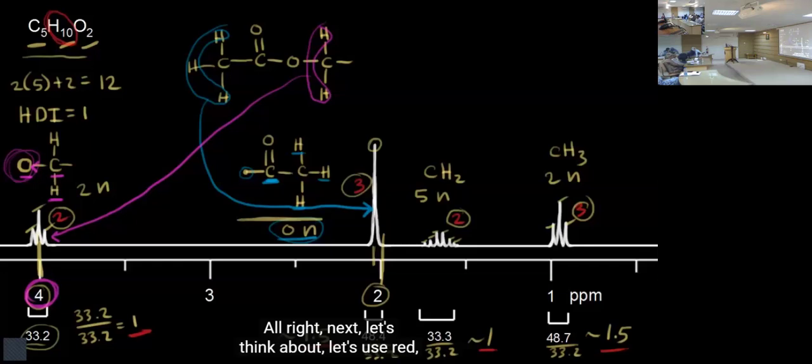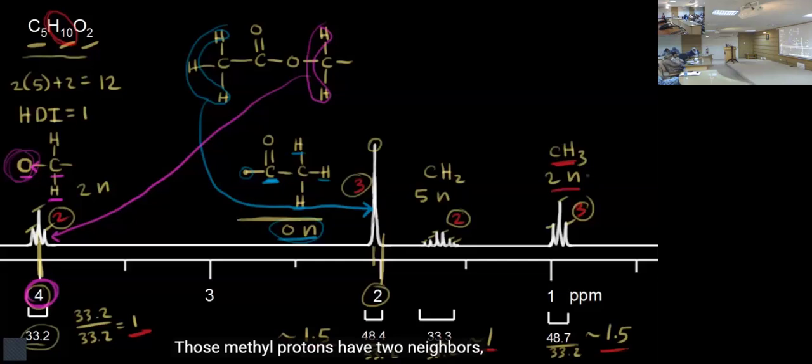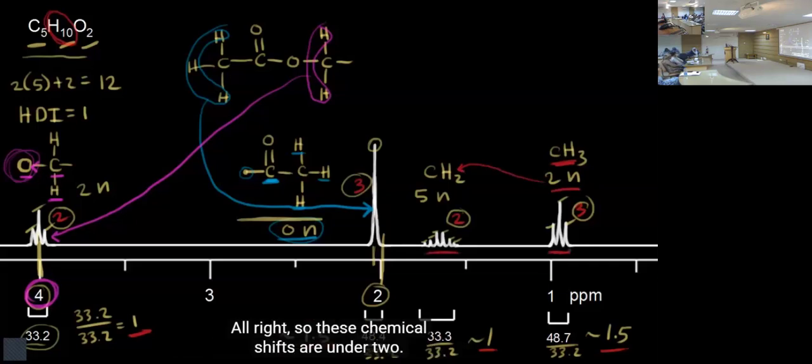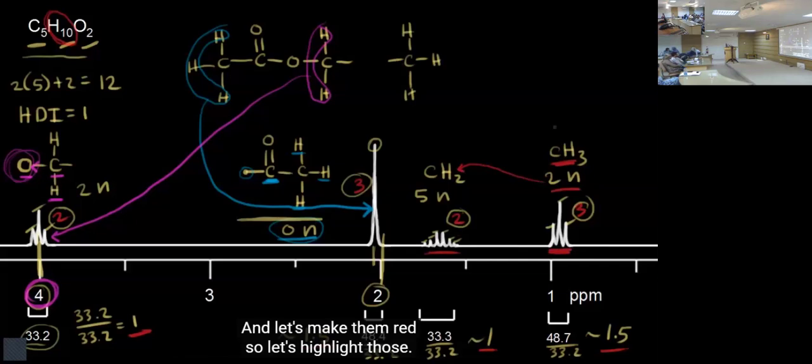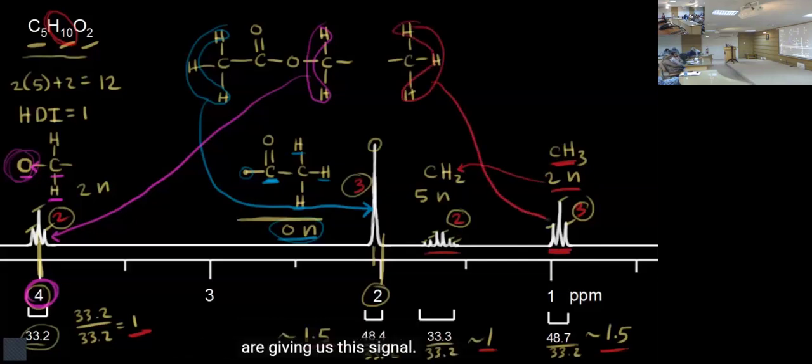All right, next, let's use red, and let's think about these methyl protons right here. Those methyl protons have 2 neighbors, and it makes sense that they would be these 2 neighbors right here. These chemical shifts are under 2, so those are relatively far away from the oxygens. So let's draw in the methyl protons next. So we have our methyl protons right here, and let's make them red. So let's highlight those. So these methyl protons right here are giving us this signal.